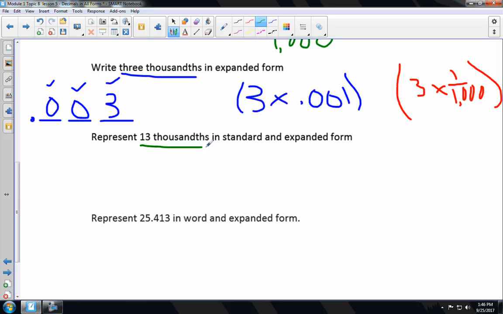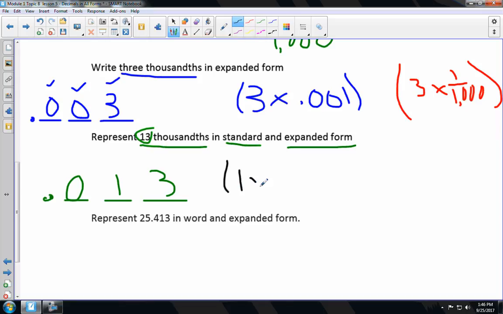Next, we're going to do 13 thousandths in both standard and expanded. So we're going to once again do it in standard. So we have our decimal, tenths, hundredths, thousandths. So we have to end this number in the thousandths place. To end it in the thousandths place, there's the thousandths place. What can I fill in as a placeholder? I can use a 0. And then for expanded form, I can start with the 1, and I know that the 1 is in the hundredths place, so that's the hundredths. And I can do the 3 in the thousandths place. This is the thousandths.